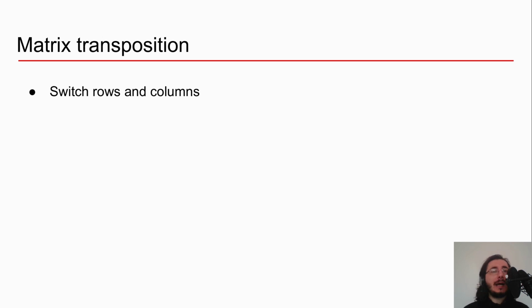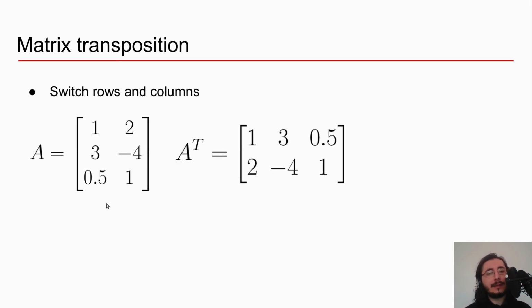An important operation that we have with matrices is called transposition. With transposition, what we do is quite simple. Basically, we switch rows and columns. Let's take a look at this matrix, for example. Here we have this matrix which is 1, 2, 3, minus 4, 0.5, 1. And it's a 3 by 2 matrix. Now the transpose matrix, which is indicated with a superscript capital T, which stands for transpose, is basically the same matrix, but as you can see here, the columns have become rows.